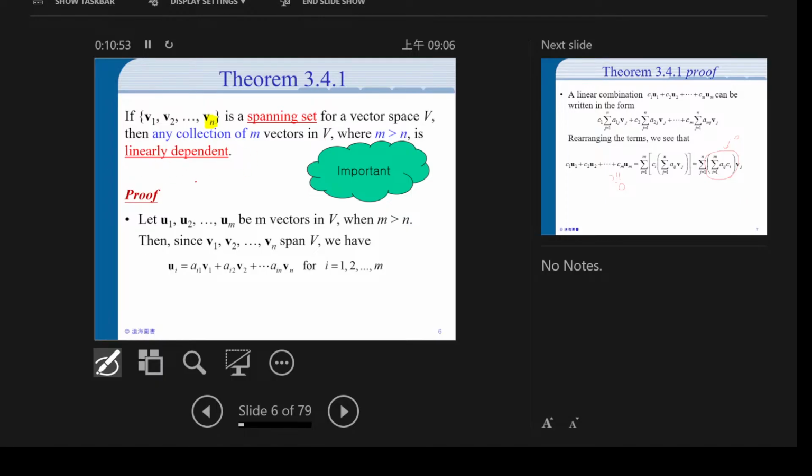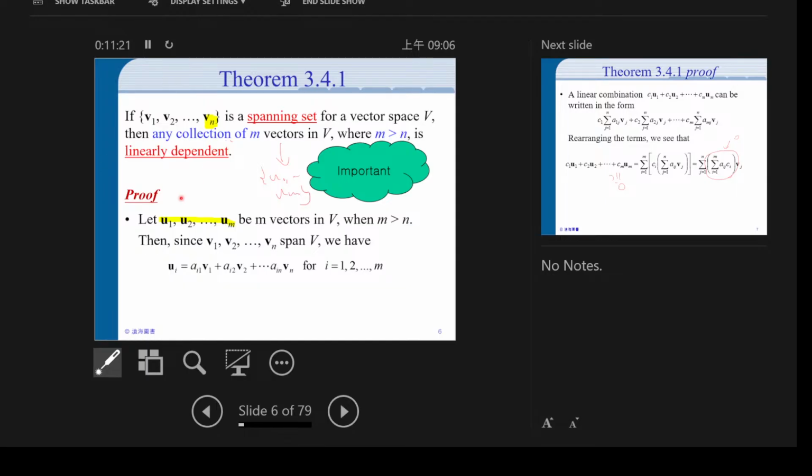So any collection of more than n vectors, I guess we should say any set, we'll call it U, U1 to Um. Any set of more than n vectors in V will be linearly dependent.